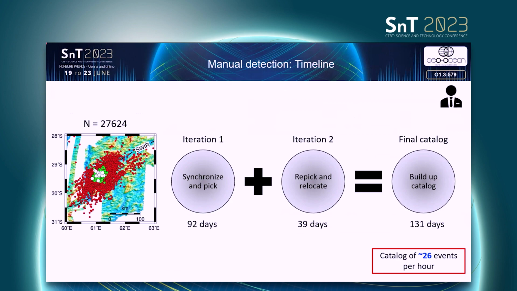But here is a catch. Doing this same amount of work in the 2 iterations of picking took around 131 days, assuming 8 hours of continuous work during the working days. So just to detect the events, it takes more than 4 months. Sometimes it invests a lot of time. If you have a large number of seismicity, then it will take forever. So this is the time that we need to develop some automation algorithm.